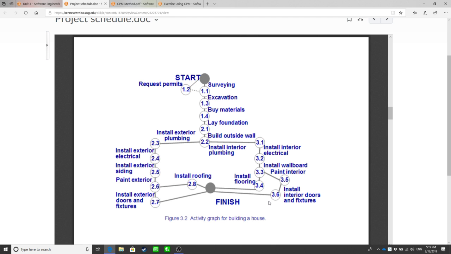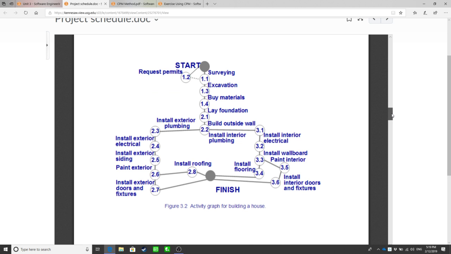Yeah. So 2.3 and 3.1 can happen at the same time? 2.3 and 3.1, yes, it can happen at the same time or not. It just doesn't matter, yeah. Okay, so there are a whole bunch of paths which you can go from start to finish, right? Go this way, go right this way, right?